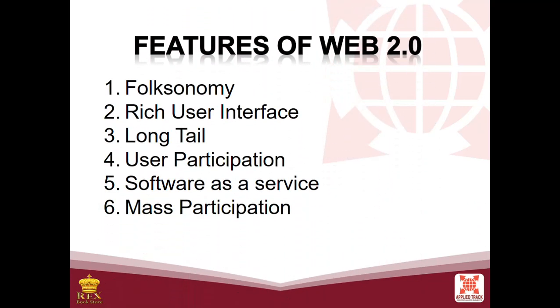Now let's identify the different features of Web 2.0. So we have six: taxonomy, rich user interface, the long tail, user participation, software as a service, and then mass participation. So let's identify the definition of each feature of the dynamic web or Web 2.0.